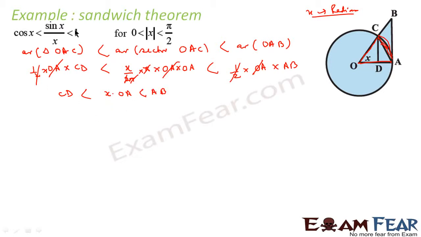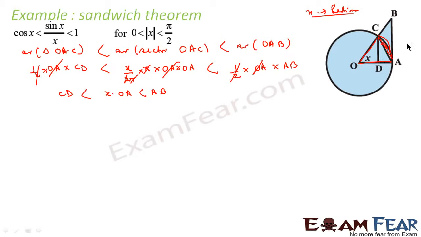Correct? What we have to find is the inequality in the form of cos x, sin x, x. So if we can just find how to write CD, OA, AB in sin x, cos x terms, our problem is solved. And we can very well do it, because we know this angle in any triangle. For example, in this triangle, we can say that tan x is equal to CD by OD. So we can do it in any triangle.